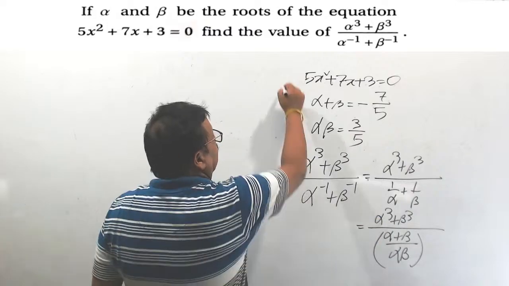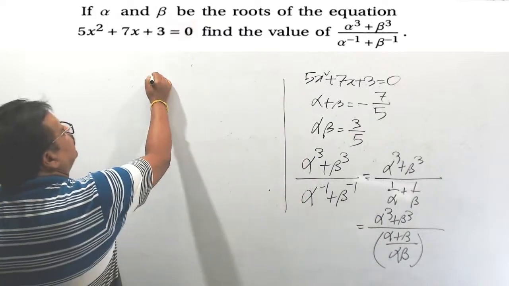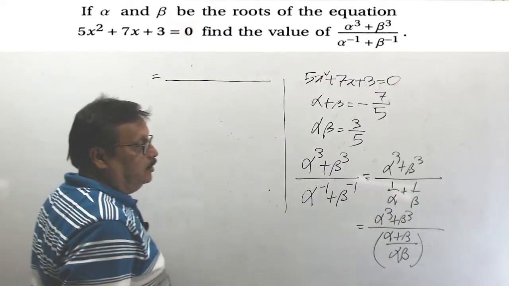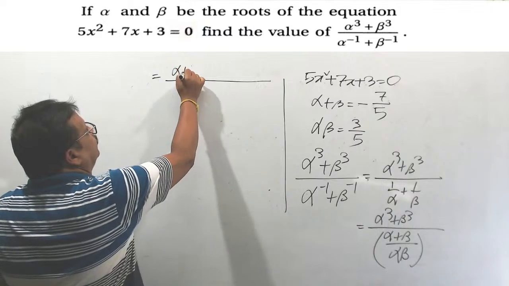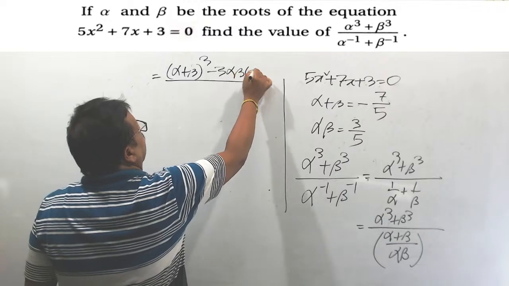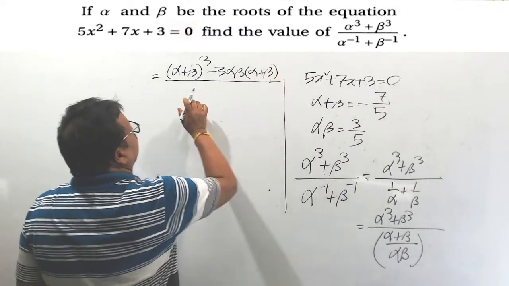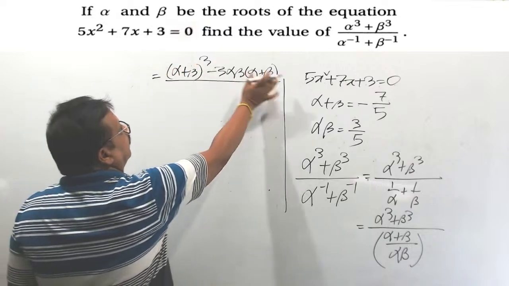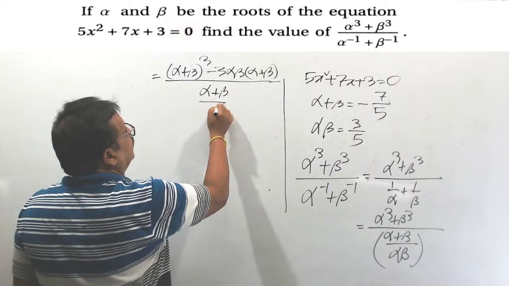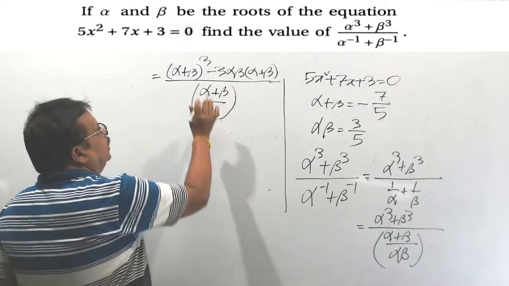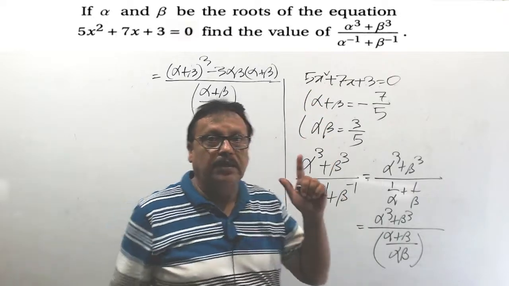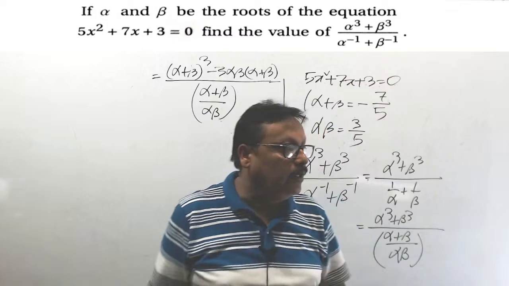What is the formula for a cube plus b cube? A plus b whole cube minus 3 alpha beta into alpha plus beta. This is the formula, and you will put alpha plus beta and alpha into beta. And below, alpha plus beta whole divided by alpha beta. You will put the values from here and simplify. You will get the answer. But you have to do it correctly, carefully. Okay.